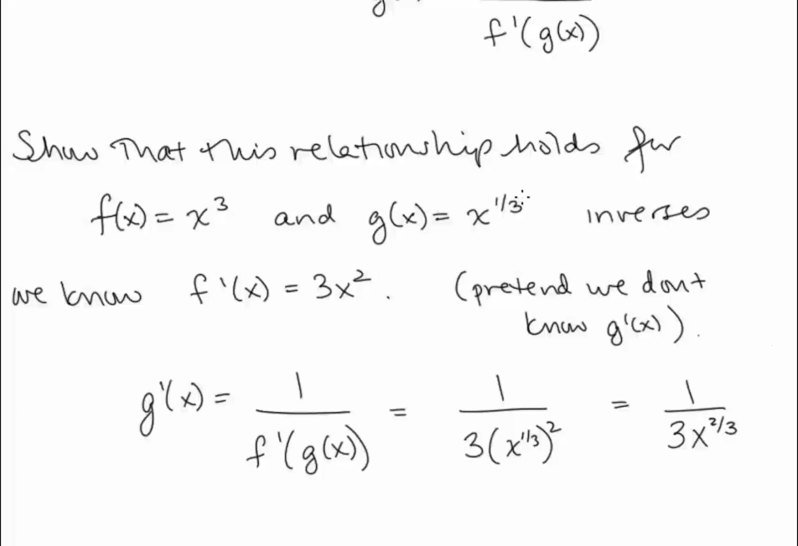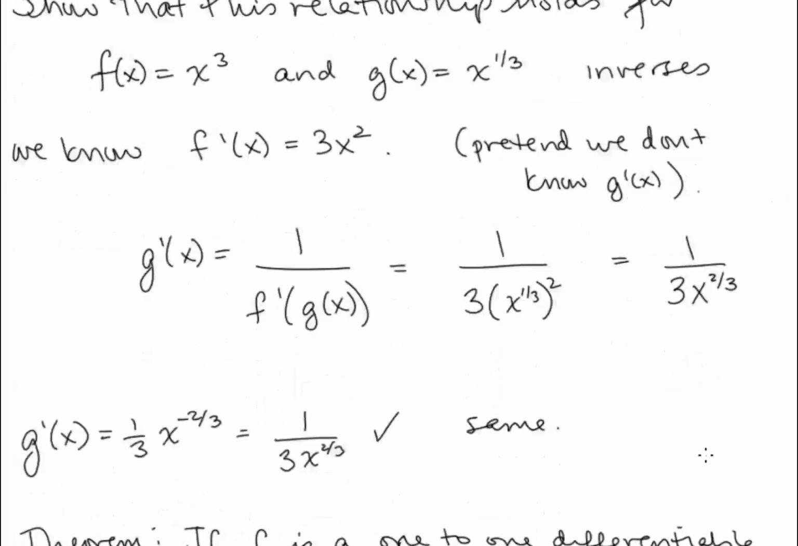We want to plug g into f prime. So we have x to the 1/3 plugged in here. That gives us 3 times x to the 1/3 quantity squared. So we've got 1 over 3 x to the 2/3. Okay, now let's check our derivative the straightforward way for g. g is equal to x to the 1/3, so its derivative is going to be 1/3 x to the negative 2/3, and yes, that's the same.